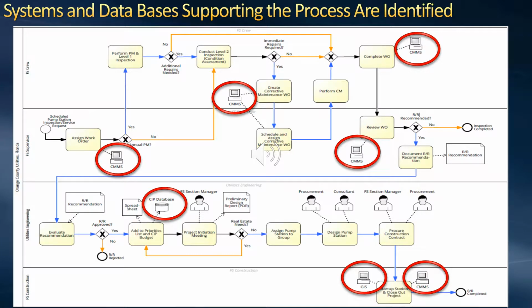The model also shows how and at which points work activities are supported by different information systems. In this case, systems that support this process include the Computerized Maintenance Management System, CMMS, Geographic Information System, GIS, and the CIP database.